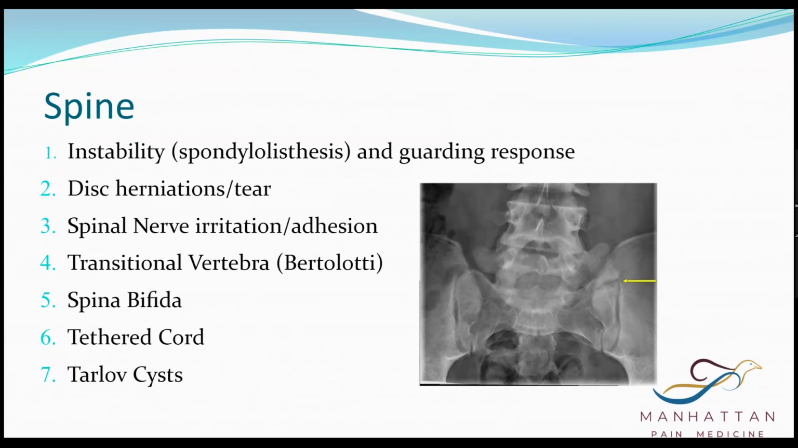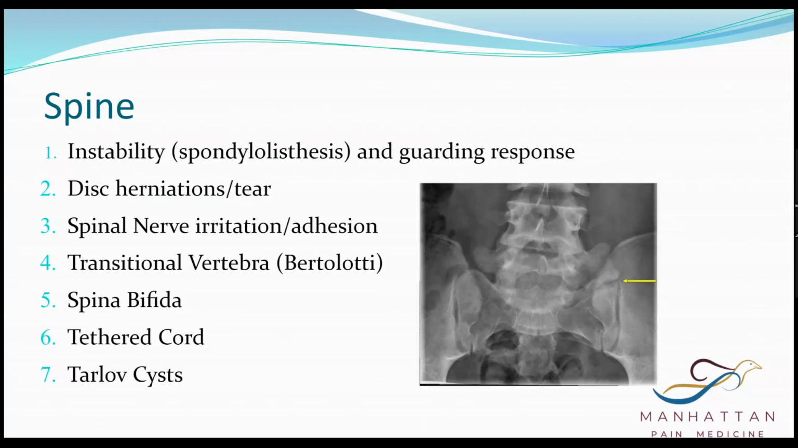So spinal instability, disc herniation, spinal nerve irritations, adhesions from those nerves, that happens in the normal population, even without EDS. It's more common with EDS, just because the ligaments that hold everything together are stretchy and they're easier to be injured. Transitional vertebra, such as the Bertolotti syndrome, which you see over here with the arrow, shows this area of pseudo-articulation. This happens in 36% of the population, doesn't always cause pain. It causes pain from rubbing. And of course, if there's more mobility in the area, there's more rubbing. If there's more rubbing, there's more pain.